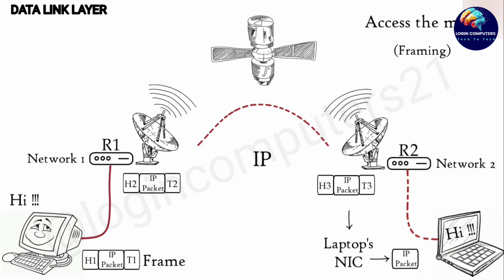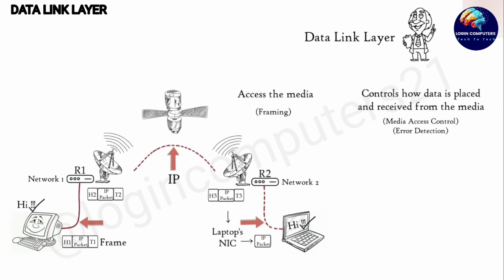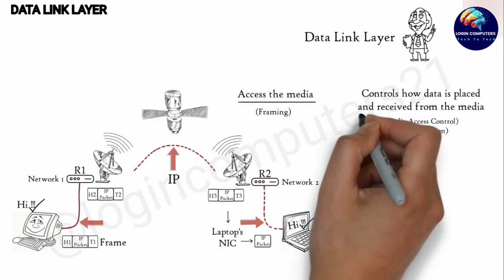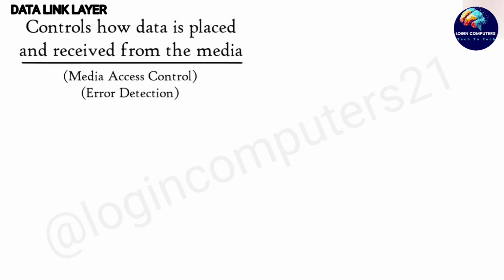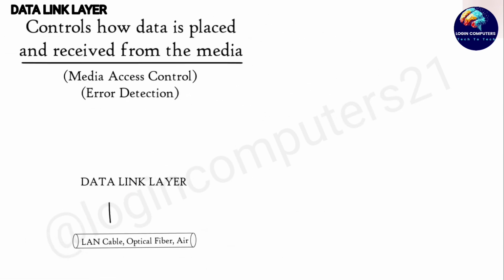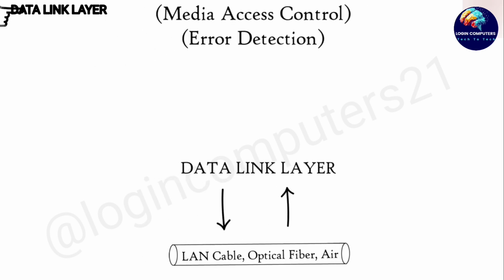So the network layer or higher layers are able to transfer data over media, which are the LAN cable and air in this case, with the help of the data link layer. That is, the data link layer provides access to media for the higher layers of the OSI model. The data link layer controls how data is placed on and received from the media. The technique used to get the frame onto the media is called media access control.